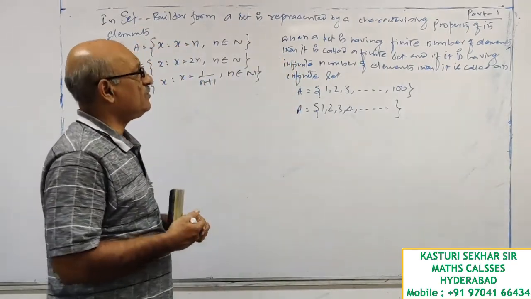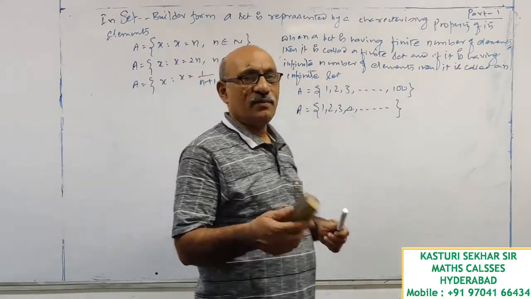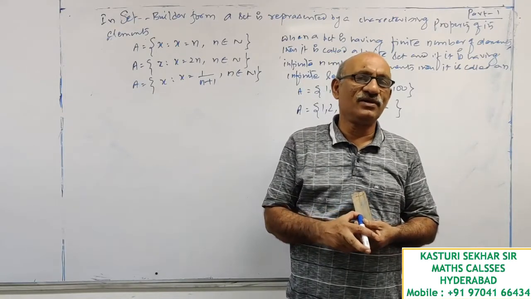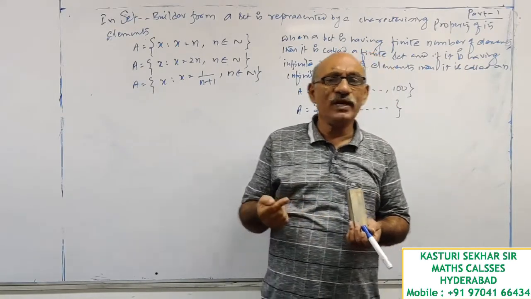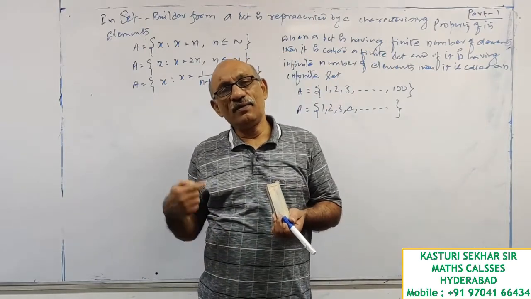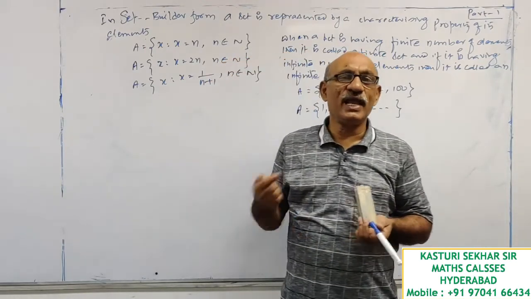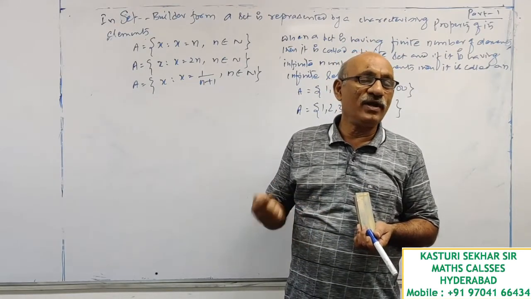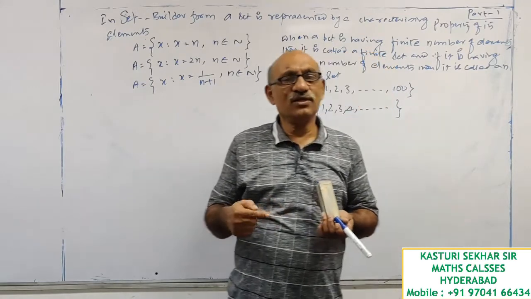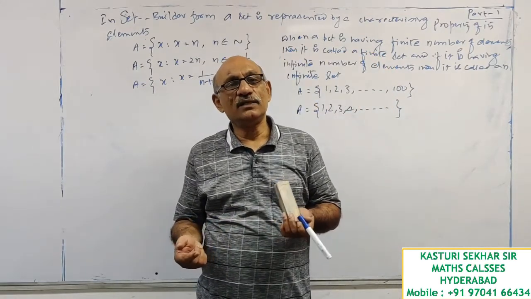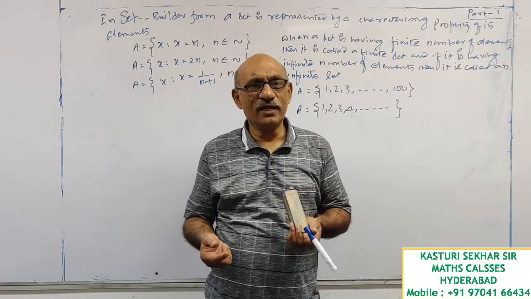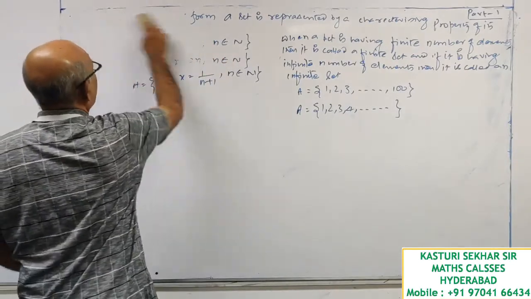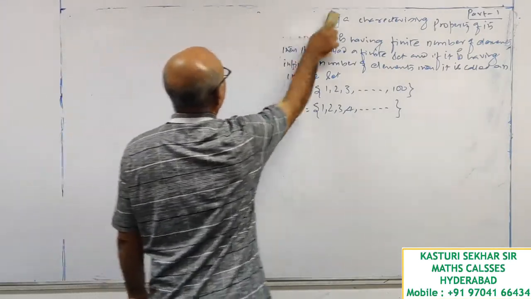Again, I am repeating this point. In a roster method, we are representing the elements by listing them, and the listed elements are separated by commas. Now I start counting how many elements the set is having. When my counting process is terminated by a natural number, then it is called a finite set. And when my counting process is not terminated by a natural number, then it is called an infinite set. Okay. Let us see the different types of sets we have.